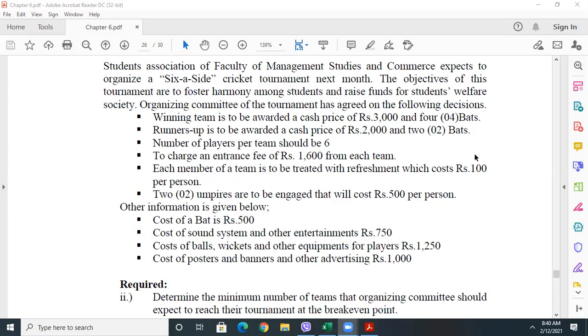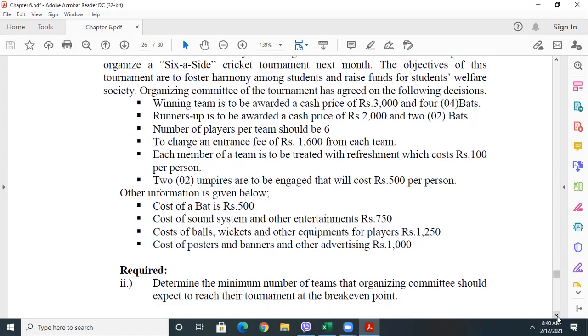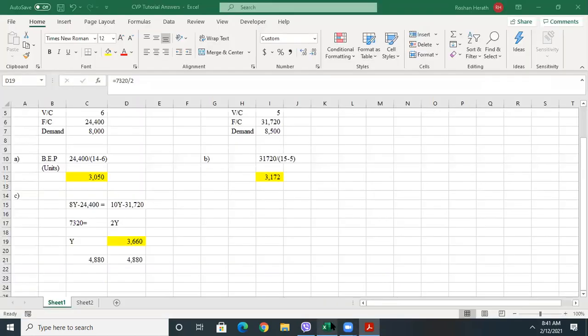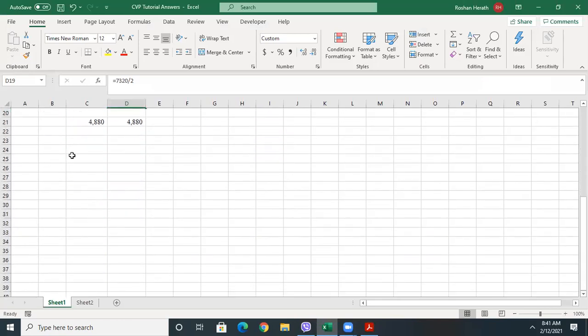Okay, so let us have a look at that. Those who have attempted, do appreciate. So the winning team is to be awarded a cash prize of 3,000 and 4 bats. Basically, when it comes to this particular tournament, it's going to be a kind of fixed cost. It's not a per head cost, but a fixed cost. So therefore, you can work out the fixed cost.